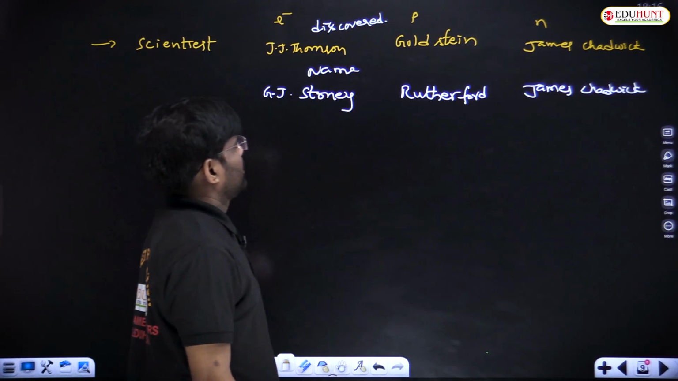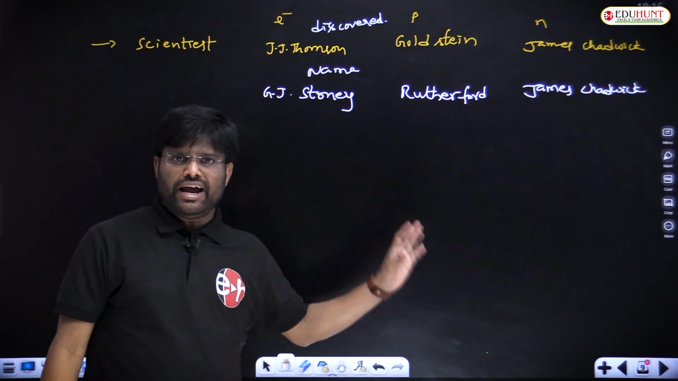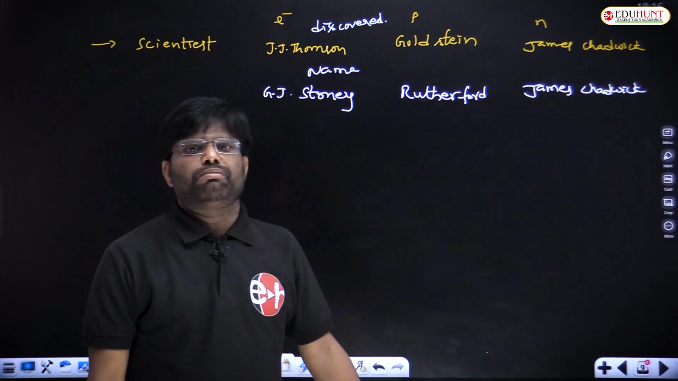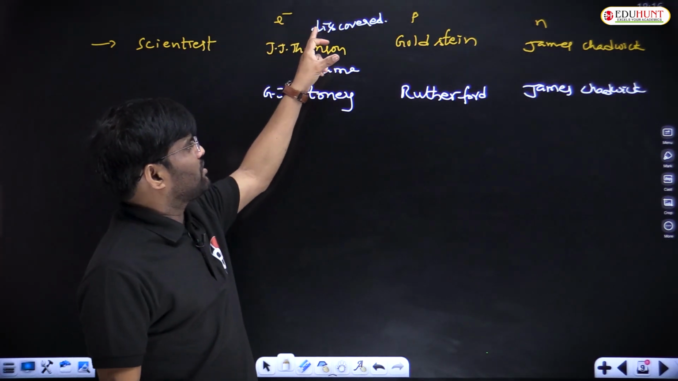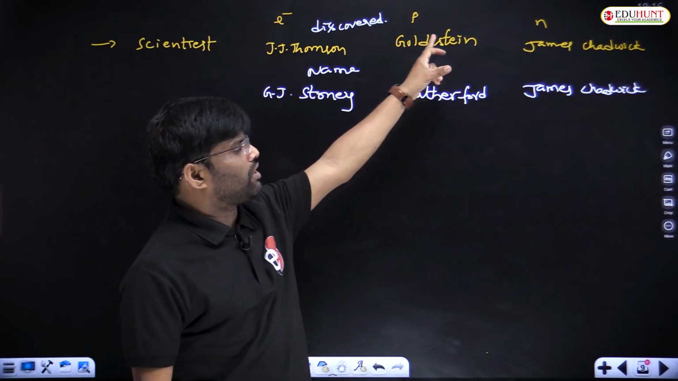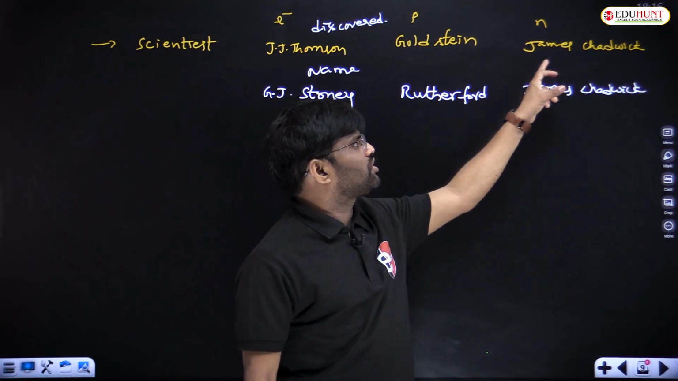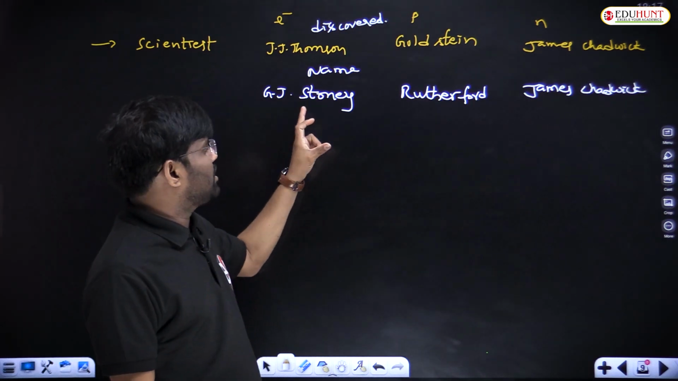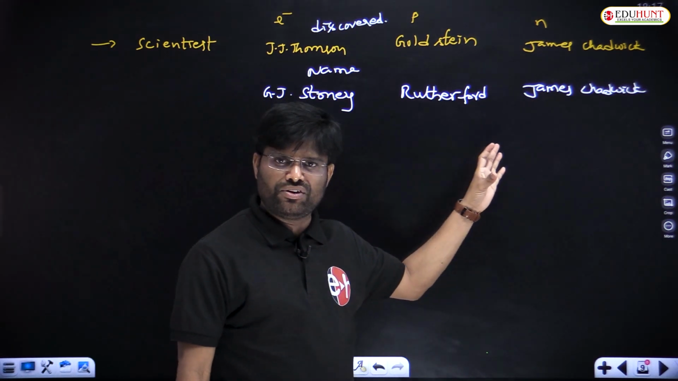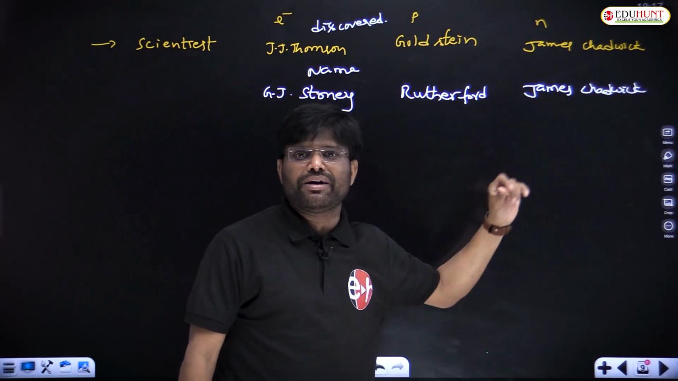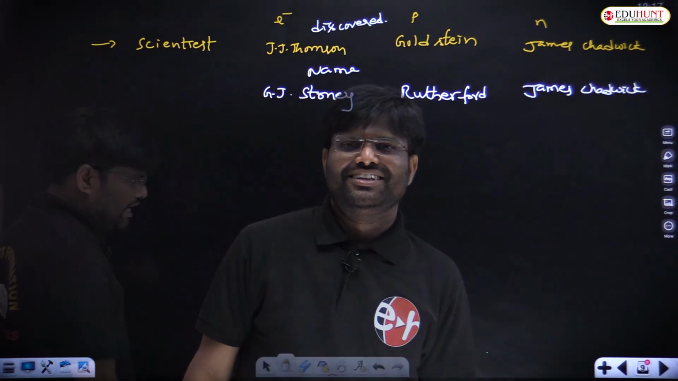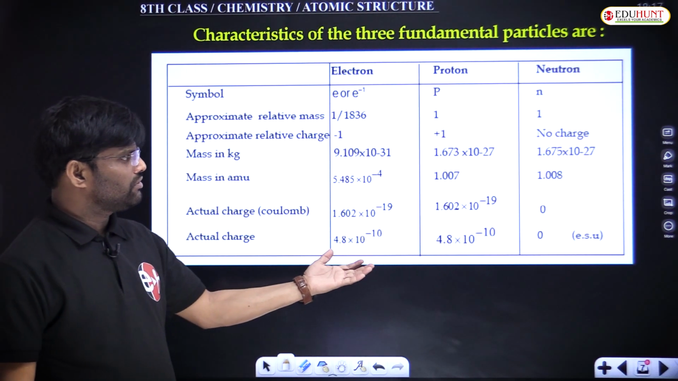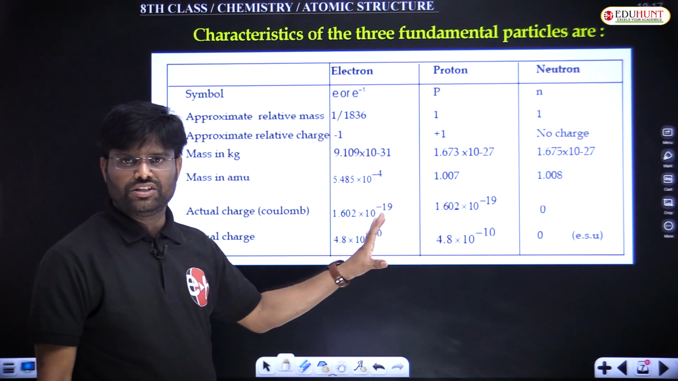So this is about the discovery, and the names were given by different scientists for different particles. The electron was discovered by J.J. Thomson, the proton by Goldstein, the neutron by James Chadwick. Next, the name of the electron was given by G.J. Stoney, the name of the proton by Rutherford, and the name of the neutron by Rutherford. Let us see what is present in the book. This I explained, yes or no? Everything I explained, this table.